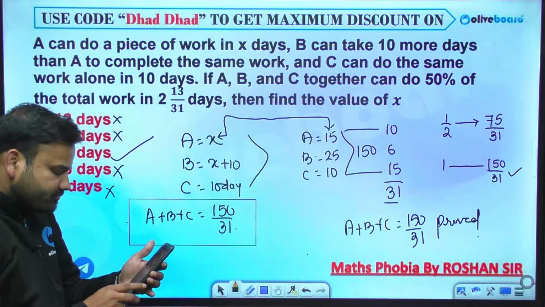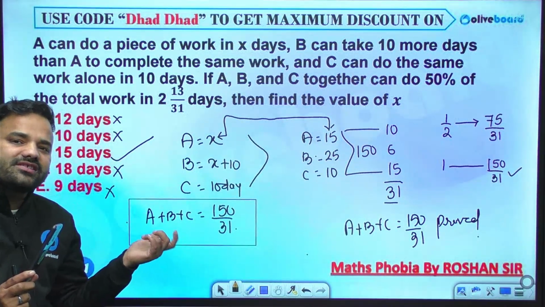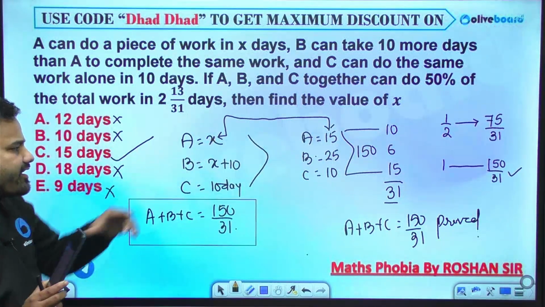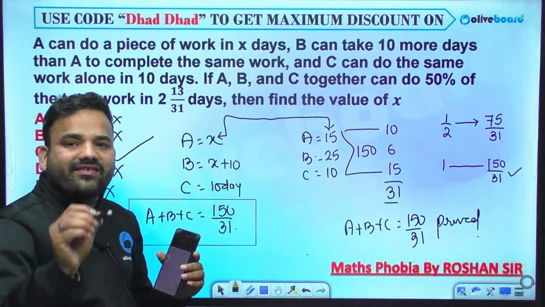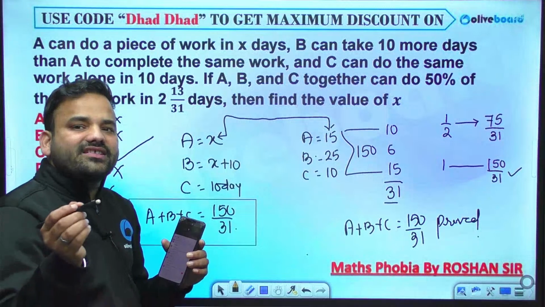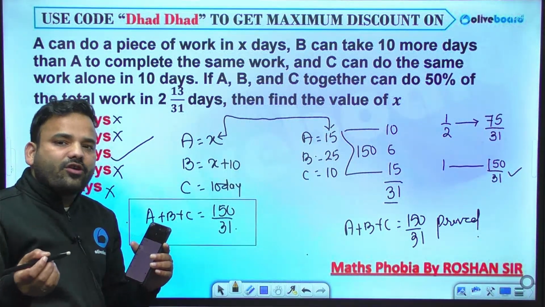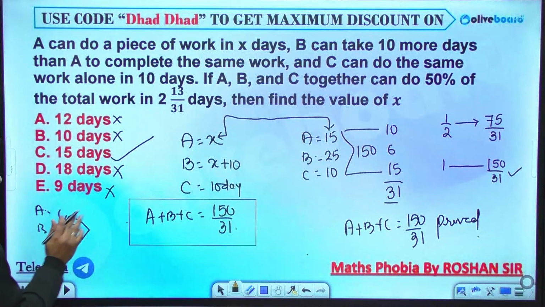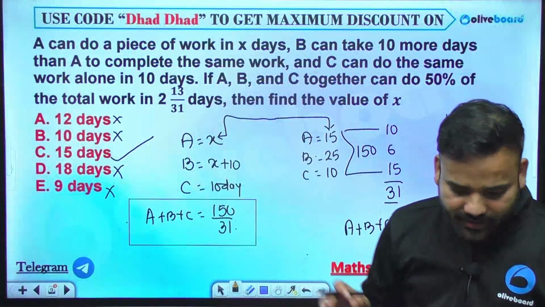Clear? Is it clear? So I took option 15. How did we eliminate the options? Examiners generally give proper multiples. It's not like they will give you A completes in 37 days, B in 42 days, C in 68 days. No, not possible. 42, 68 and 35 not possible. If 42 is there, then 35 will come. If 42 is there, 31 won't come. If A does it in 42 days, B in 31 days, not at all possible. Rarest of rare cases. Clear?